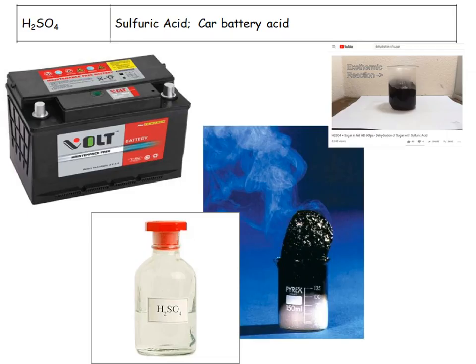Second is sulfuric acid. Now, sulfuric acid, again, not commonly found all over the place, but it is the kind of acid that you find in a car battery. When we refer to battery acid, that's what we're talking about. Now, not all batteries contain acid, but a car battery does, and it's a very strong corrosive acid as well. Let me show you a short video about car battery acid.